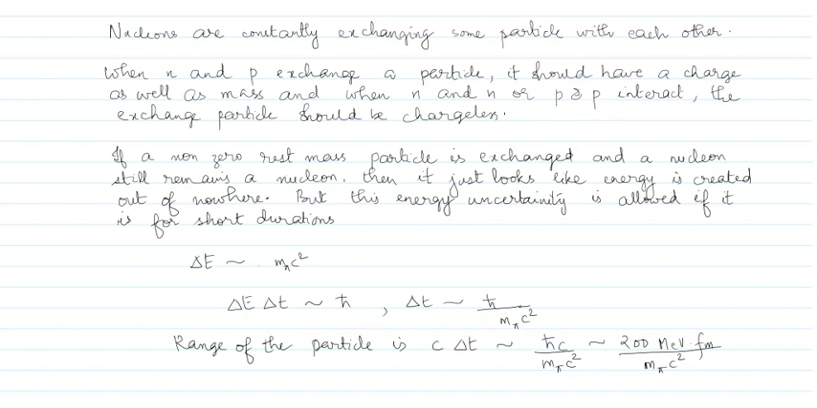So if a non-zero rest mass particle is being exchanged and a nucleon is remaining a nucleon, it will look like some energy is created out of nowhere. But energy cannot be created like that. Out of nowhere, such an energy creation is not possible. But this energy uncertainty is allowed if it is for extremely short durations. That is by the uncertainty principle.